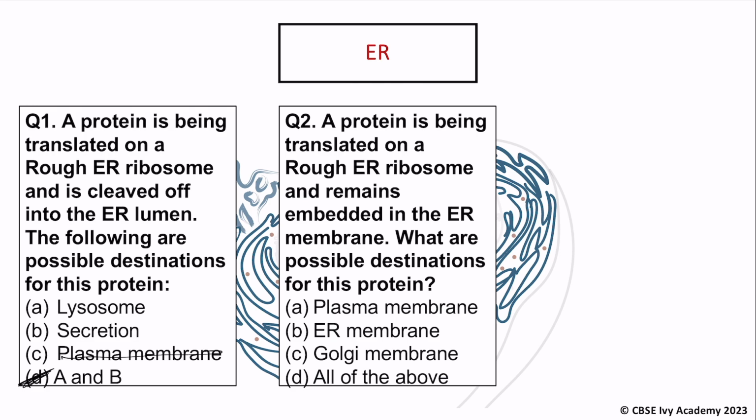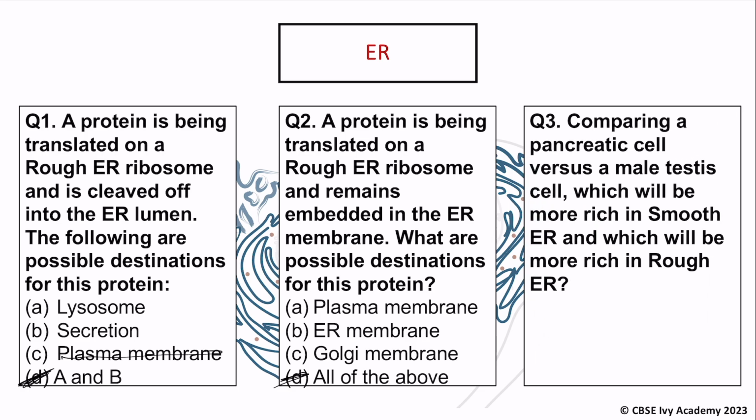Second question. A protein is being translated on a rough ER ribosome and remains embedded now in the ER membrane. What are some possible destinations for that protein? Plasma membrane, ER membrane, Golgi membrane, or all of the above? And the answer is all of the above, because it's still embedded in the rough ER membrane.